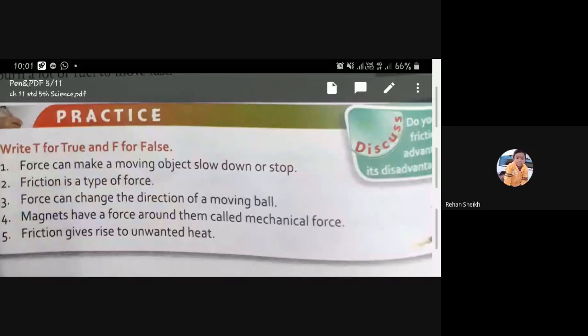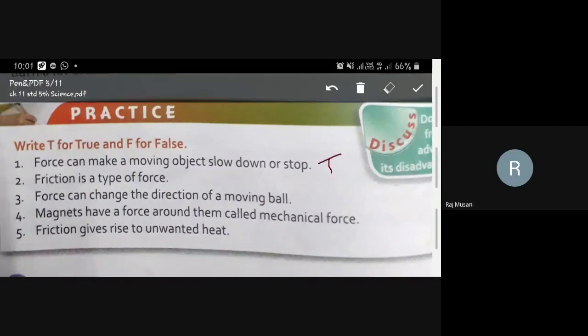True. Number two. Friction is a type of force. True.